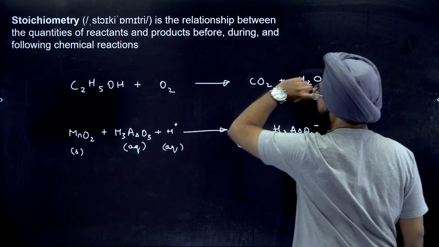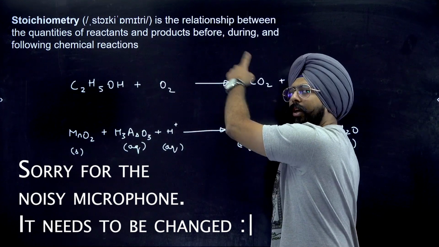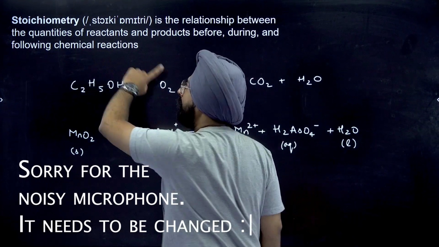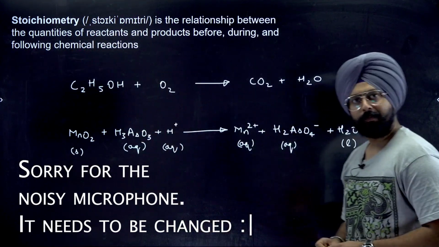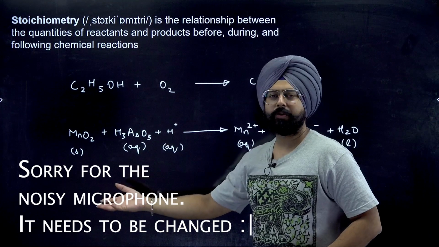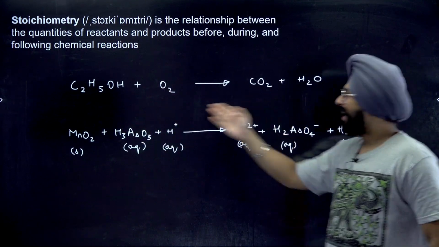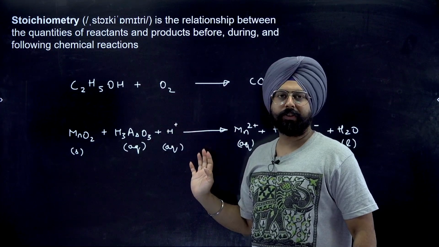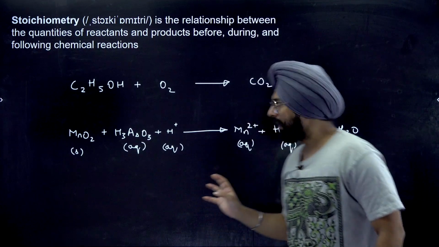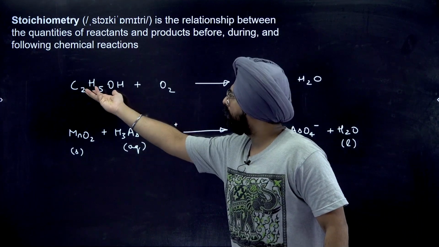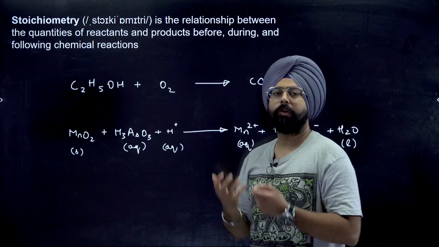Stoichiometry is the relationship between the quantities of reactants and products before, during and after the chemical reactions. So we can have different types of chemical reactions. Simple one, alcohol getting burned in excess of air, a complicated redox reaction. So basically, what is the relationship between the quantities of reactants and products is stoichiometry.